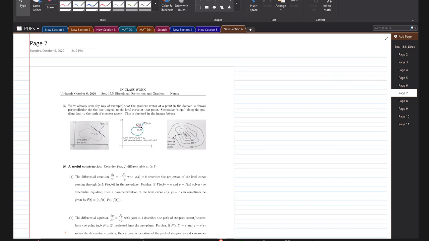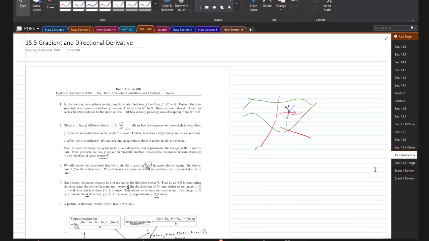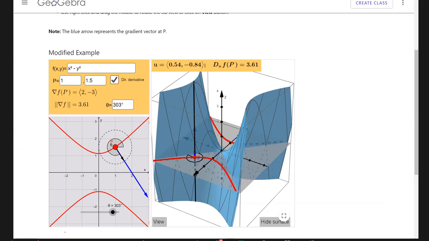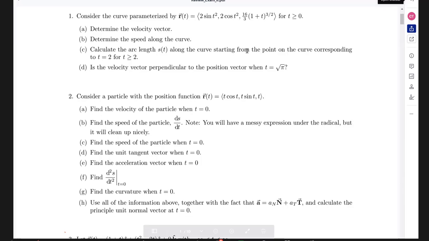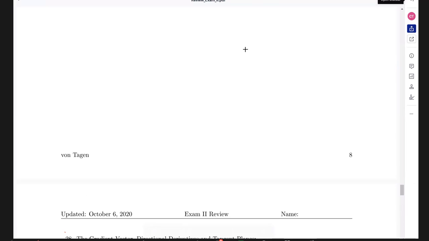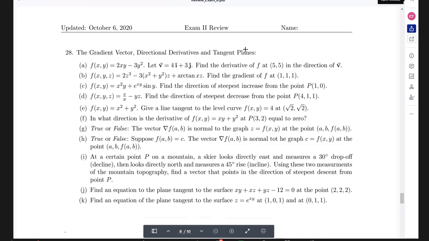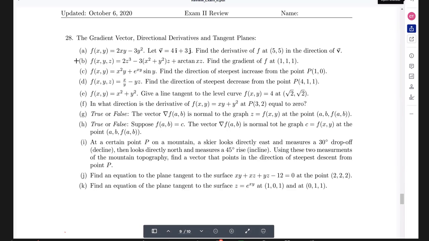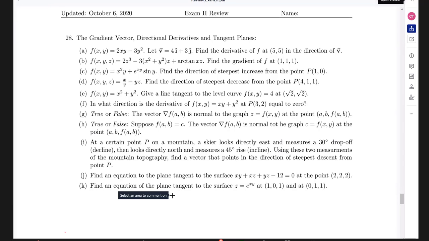But I want to show you real quick before we go here. If we go to our exam review, you can see that down here I've added some problems for the gradient and directional derivative. So here you can get some examples of problems to be practicing. Find the derivative, for example, of f at (5, 5) as you move in the direction of v. Okay. So there are some examples for you to work for next time.